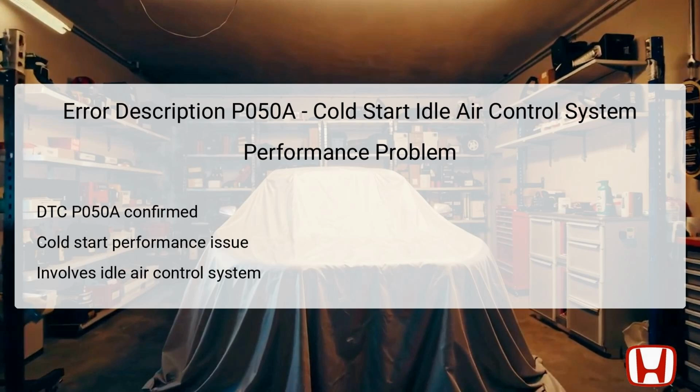The primary component involved is the idle air control system, which regulates the air entering the engine during cold starts to optimize performance and emissions. This system is critical for maintaining a stable idle speed when the engine is cold, ensuring it runs smoothly until it reaches optimal operating temperature.